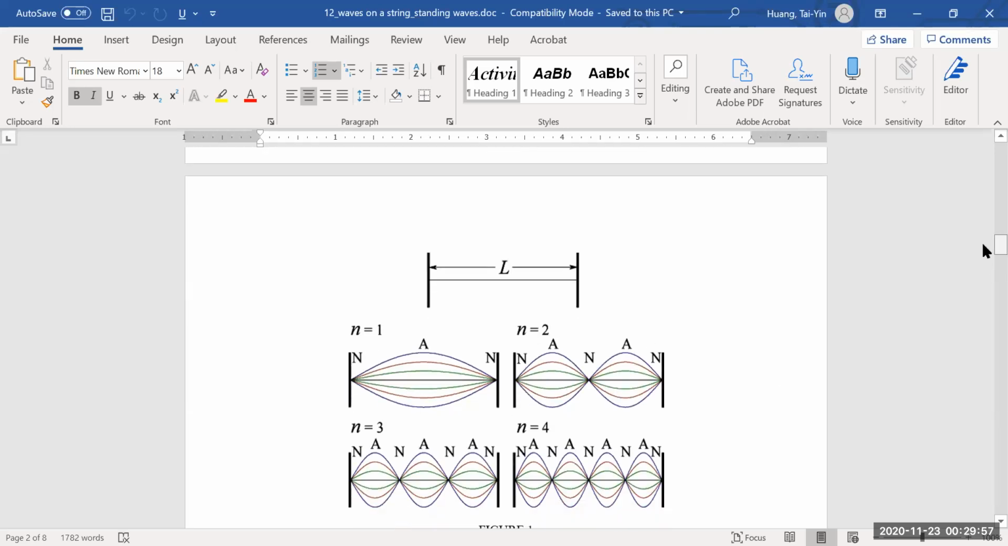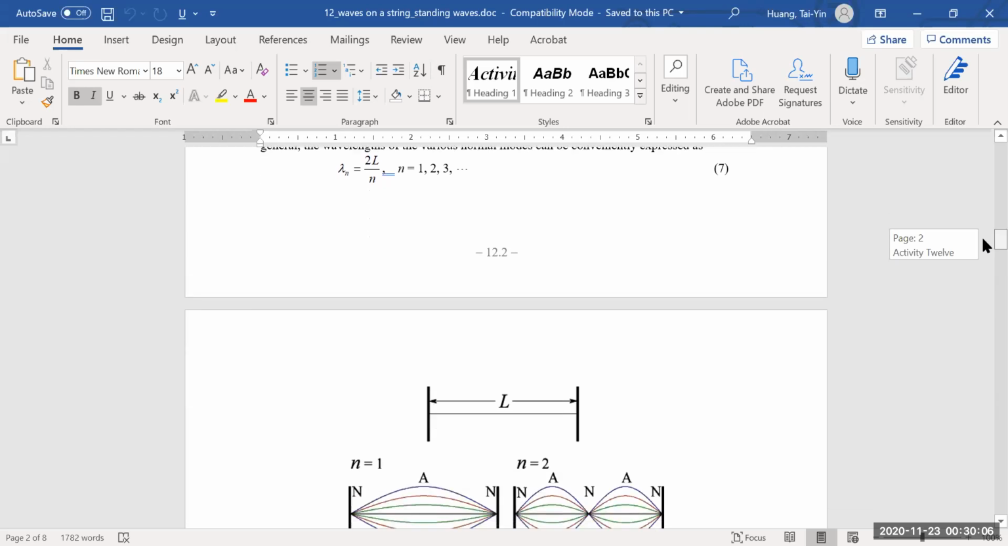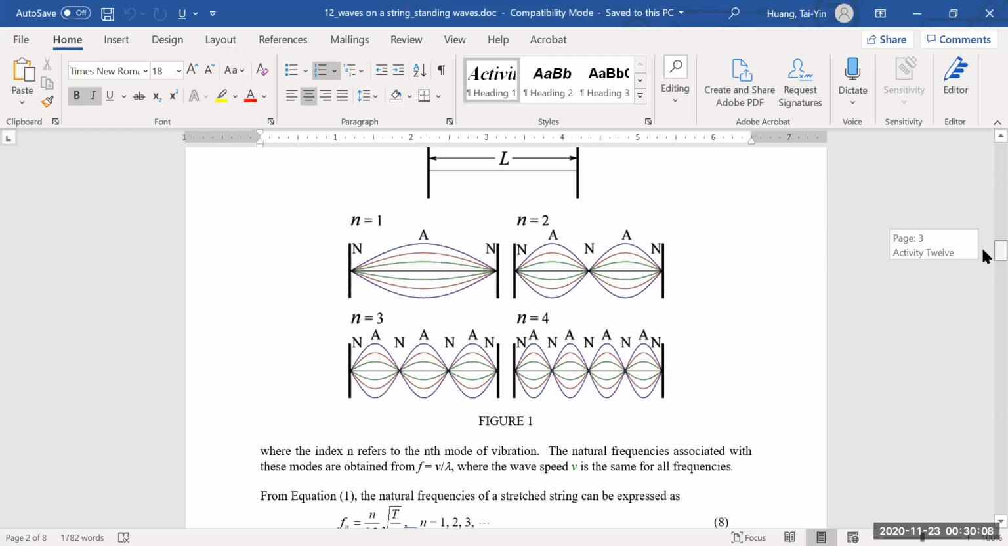Okay, so equation 3 describes how the length of the string in oscillation relates to the wavelength of the wave that is supported. The other thing is that if you look at the separation between two antinodes, you'll find that it is just equal to half a wavelength. So this is half a wavelength, and for this one, that's again half a wavelength.